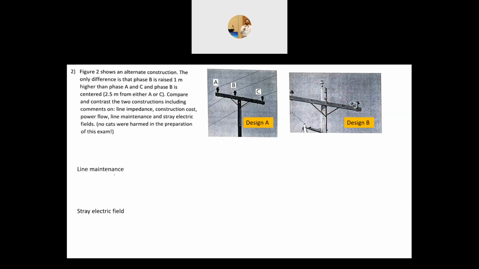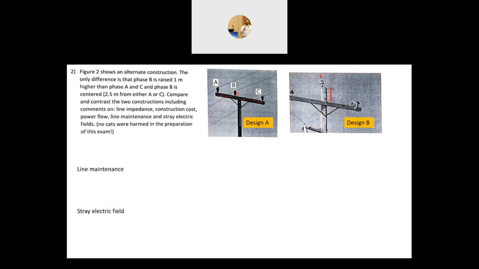Then let's talk about the line maintenance. In line maintenance, basically, you need to take care of the wooden poles. You need to apply certain material to avoid damage to the pole because of the environmental conditions. However, design B has a concern here. It's not applicable to design A. The cross arm usually is made from fiberglass or steel. Sometimes because of the pollution, a dry band arcing can develop here. This material is basically very resistant to any fire.